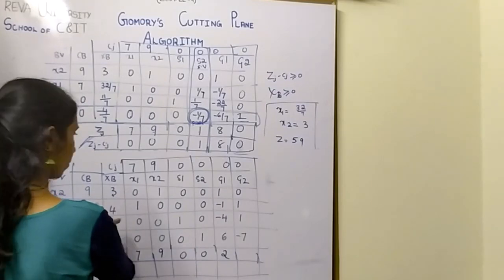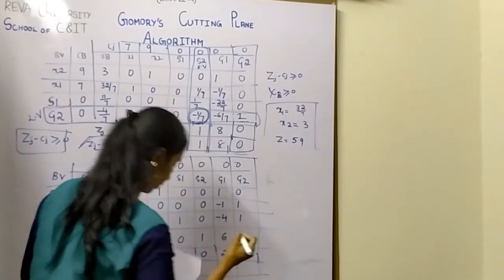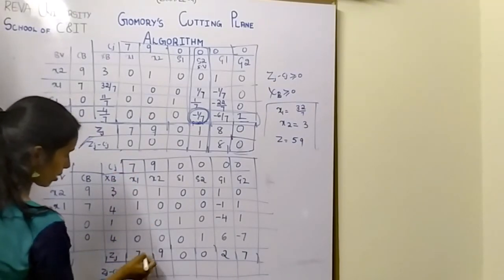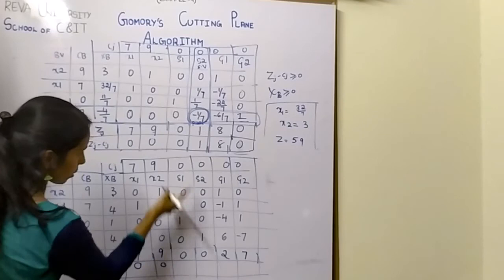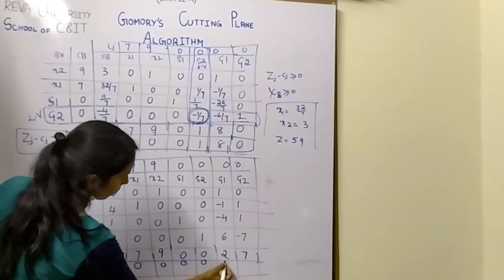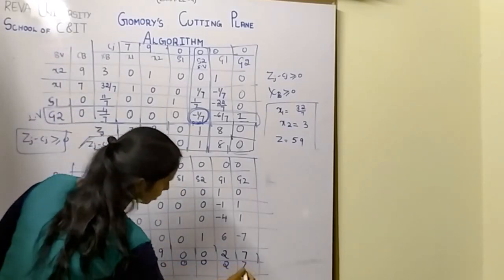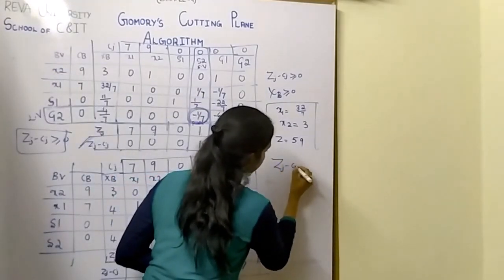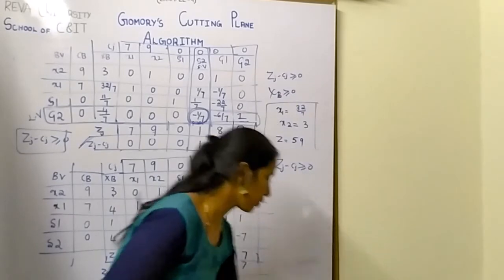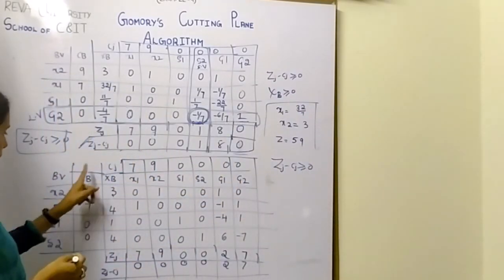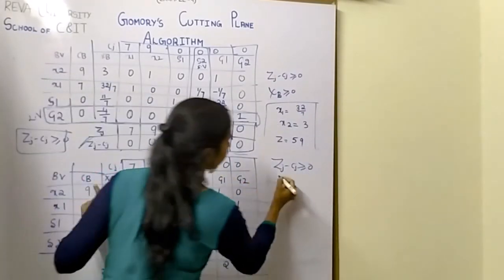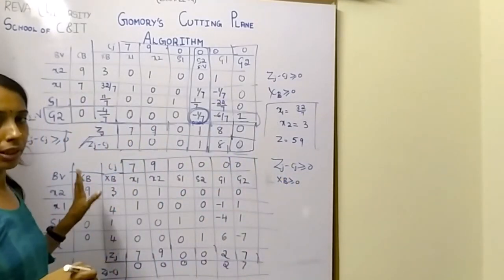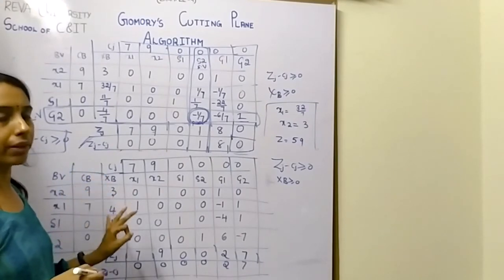Here these two are 0. 7 into 1 is 7. Now Zj minus Cj. 7 minus 7 is 0. 9 minus 9 is 0, minus 0 is 0, 0, 2, 7. So now whether all your Zj minus Cj values are greater than or equal to 0? Yes, all are. Whether your Xb values here are greater than or equal to 0? Yes. Then it indicates we have to stop the iterations.